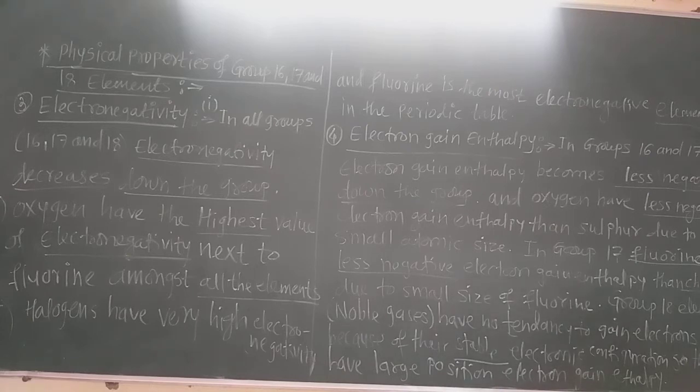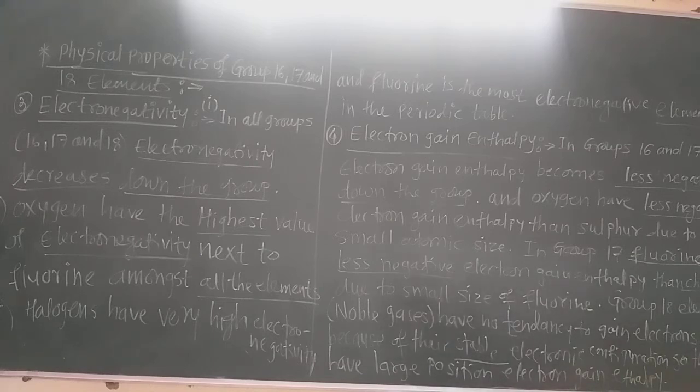Now oxygen has the highest value of electronegativity next to fluorine. That means fluorine is the most electronegative, and after that oxygen is the next electronegative element, and then chlorine, bromine, iodine. In this way all the halogens are there. Halogens have very high electronegativity values, and fluorine is the most electronegative element in the periodic table.